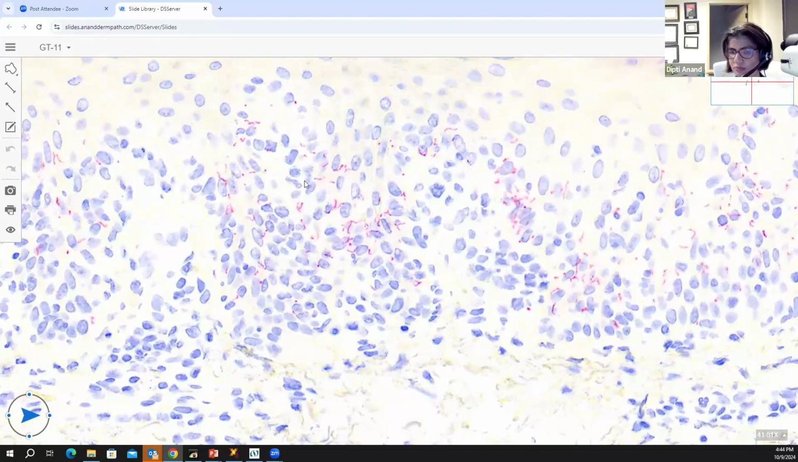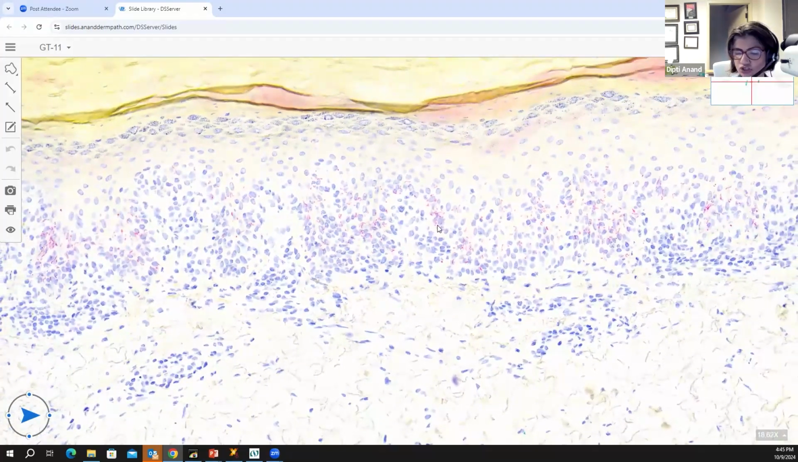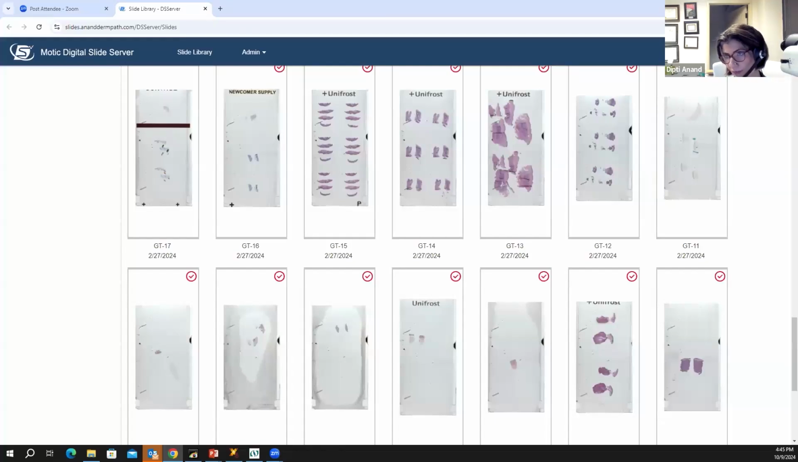This may not always be red. You can use any color. The next most common color to use is a brown stain, which has a high background staining. So we tend to use the red stain, which stains better. So these are the spirochete organisms highlighted using the Treponema pallidum antigen immunostain. So that's secondary syphilis. So that's a tuberculoid granuloma.